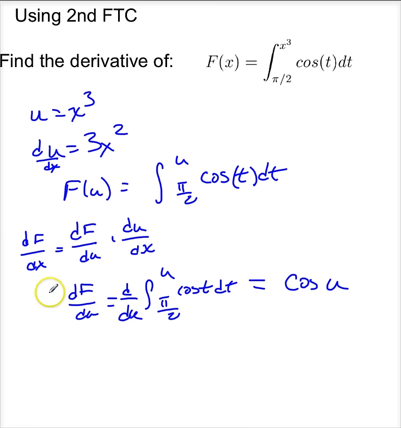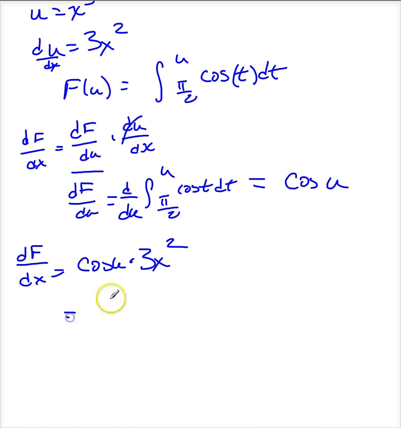So if I want df dx, I need the derivative of f with respect to u, which is cosine of u, times the derivative of u with respect to x, which is 3x squared. Now I can't have mixes here, so this is 3x squared. The cosine of u is cosine of x cubed.